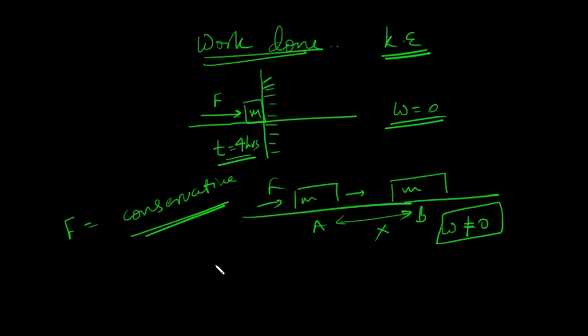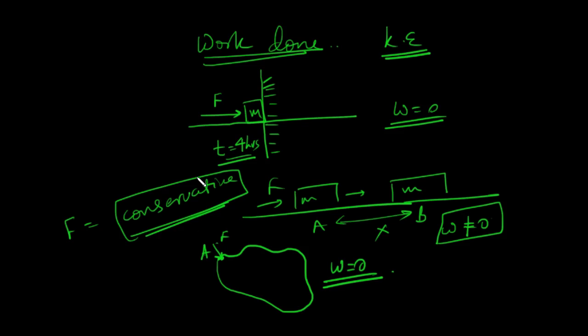But for example, if I say this is a particle at A and a force is being applied on the particle, taking the particle along a path and taking it back to the same point A, what is the work done in this situation? This will be 0, because the force is conservative over here. What does this mean?